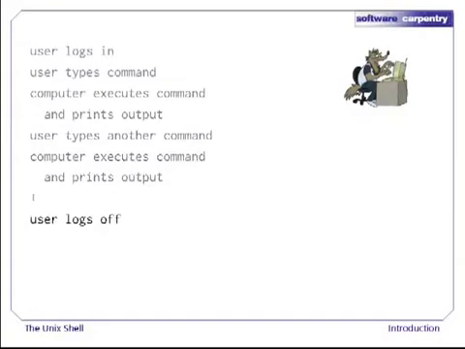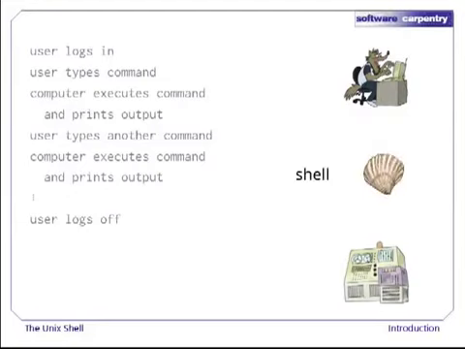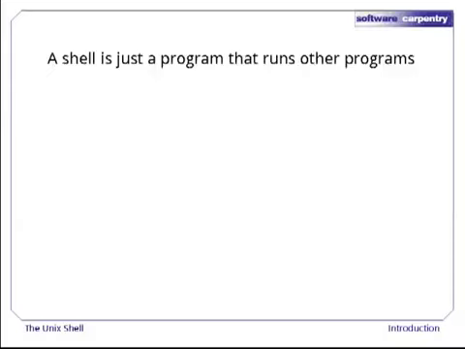From this description, you'd think that the user was sending commands directly to the computer and that the computer was sending output directly to the user. In fact, there's a program in between called a command shell. What the user types goes into the shell, which figures out what commands to run and orders the computer to execute them. The computer then sends the output of those programs back to the shell, which takes care of displaying things to the user.